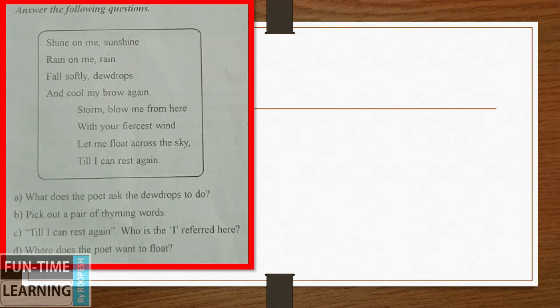And here we have another activity which is to answer these questions A, B, C and D. First question was, what does the poet ask the dewdrops to do? Here in the third line we can understand what the poet tells the dewdrops to do.